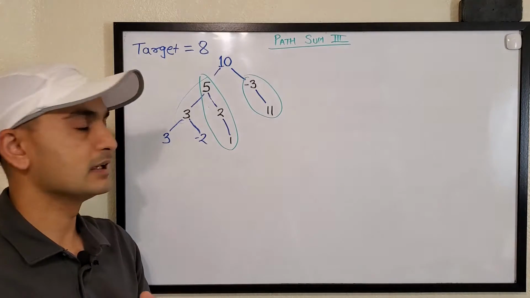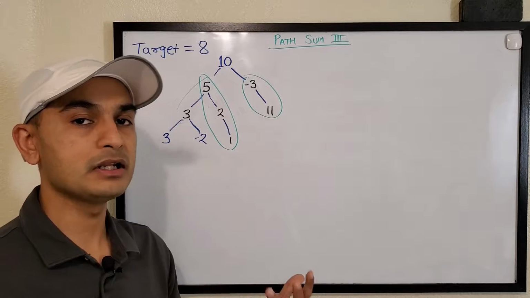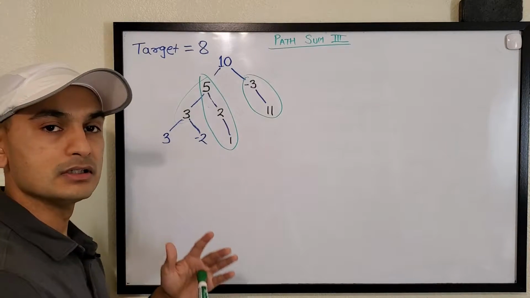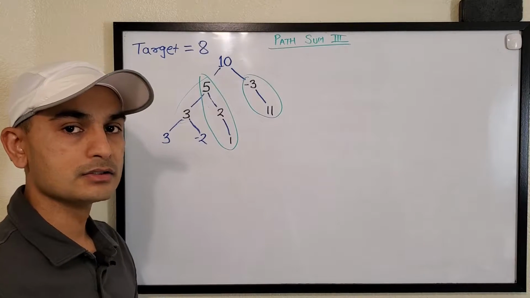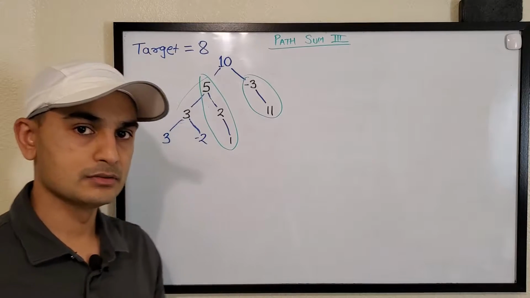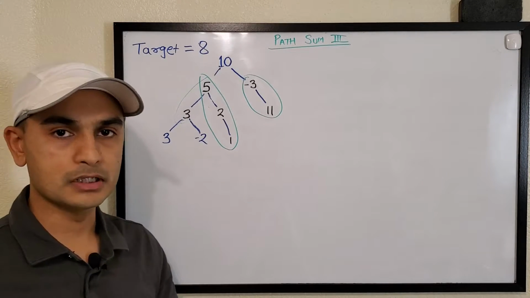A difference would be, let's say if they said you have to find a subtree, then it would be something like 2, 5, 3, -2. This would also give us 8. So that's the difference. We need to find paths and not subtrees. So let's focus on finding those paths.